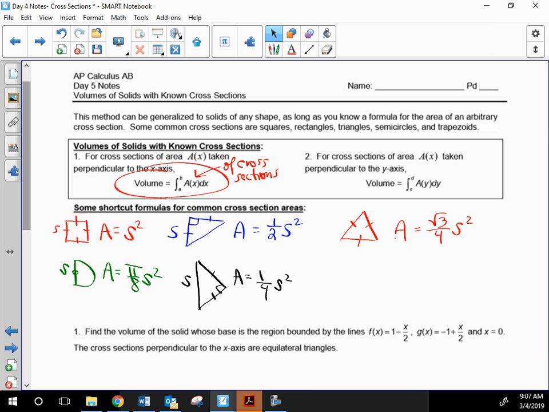Okay, so those are shortcut formulas that we did for the warm-up. And if you remember those, then you don't have to derive your formulas every single time. But if you forget them, obviously you can derive the formula. And again, the fact that this one is half the square should hopefully help you remember that's just 1/2 side squared.